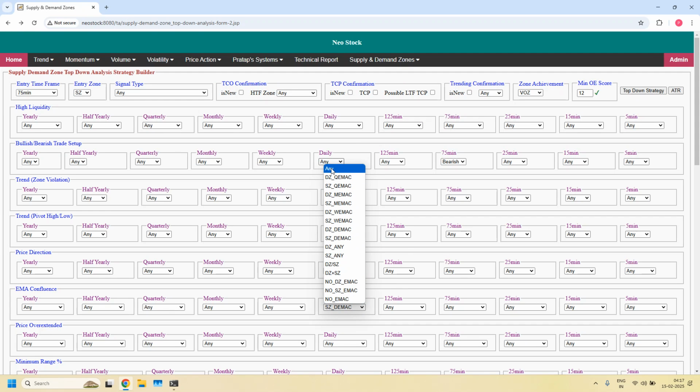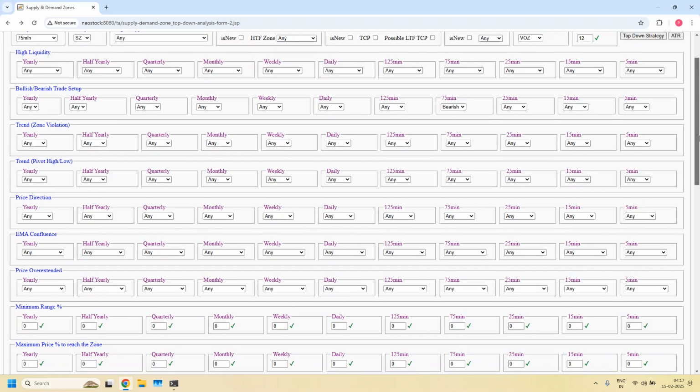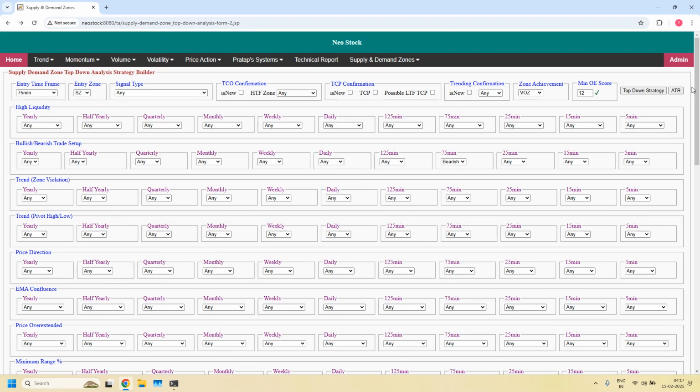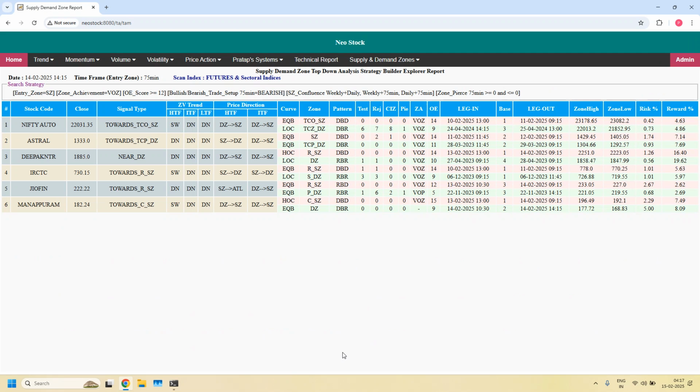Removing EMA filter. In the supply zone confluence, we should set 3 filters. First filter is already enabled. Second filter, 75-minute supply zone with weekly supply zone confluence. Daily supply zone confluence with weekly supply zone. It is the third filter. With all the 3 filters, we got 6 stocks. That means these 75-minute supply zones are overlapped with daily supply zone. Both together again overlapped with weekly supply zone.